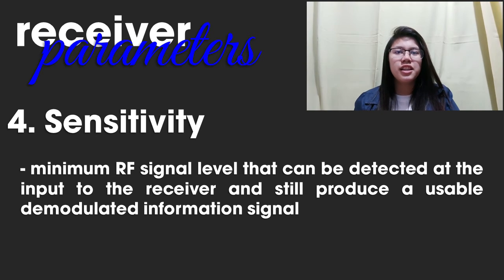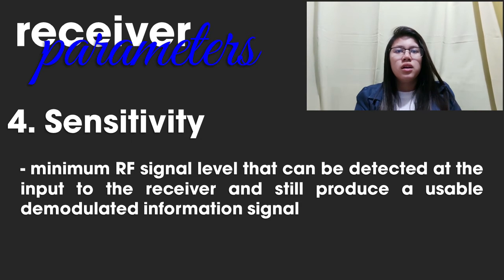Fourth is the sensitivity. The sensitivity of a receiver is the minimum RF signal level that can be detected at the input to the receiver and still produce a usable demodulated information signal. Generally, the signal-to-noise ratio and the power of the signal at the output of the audio section are used to determine the quality of a received signal and whether it is usable. It is also called the receiver threshold.